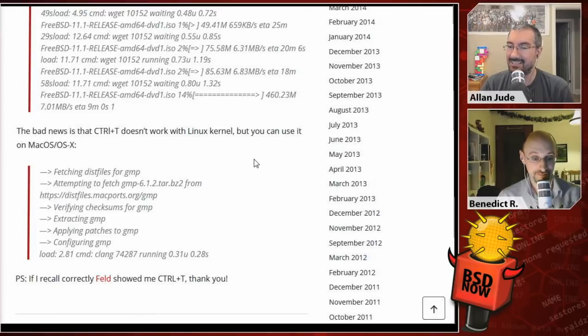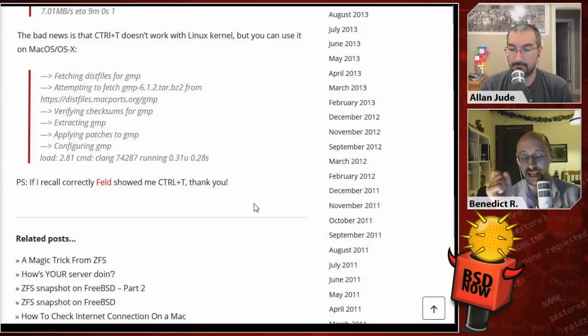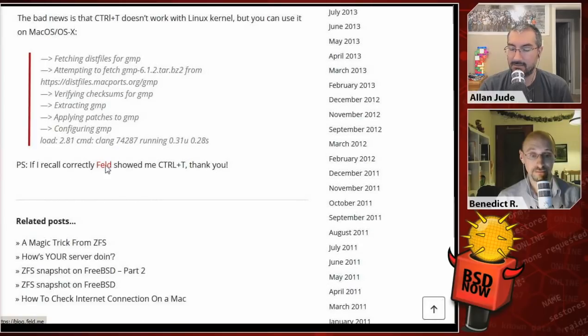So the bad news is that Ctrl+T doesn't work on the Linux kernel, but it does work on macOS because, again, inherited from BSD. Yep, and they also have a nice way of having these handlers implemented and show you certain things on the system. Yep. And they give a big thank you to Mark Felder for teaching them about Ctrl+T.